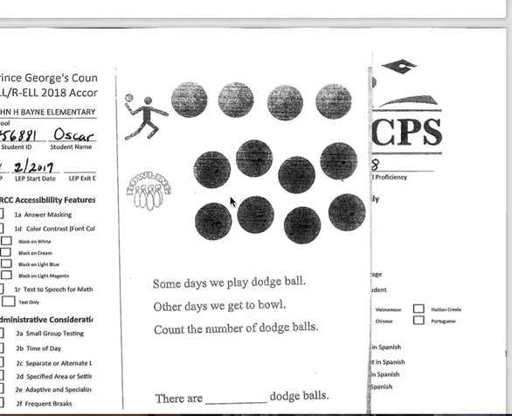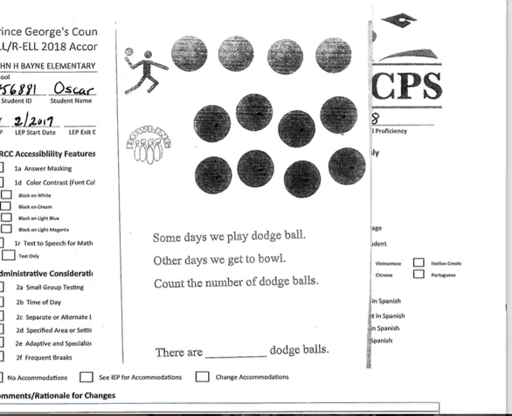Okay, your paper looks like this. I apologize for this extra stuff on that side. But your paper looks like this, where you see the symbol of somebody throwing a ball, and also you see bowling balls. Let's go to the question. Some days we play dodgeball. That's this right here. Other days we get to bowl. Those are your bowling balls.